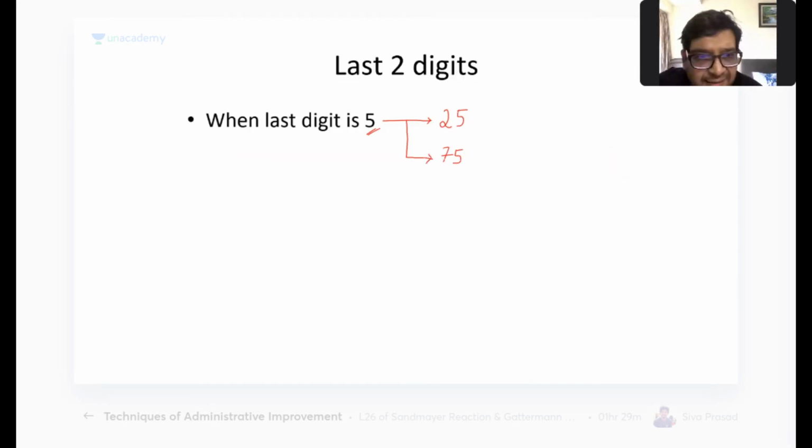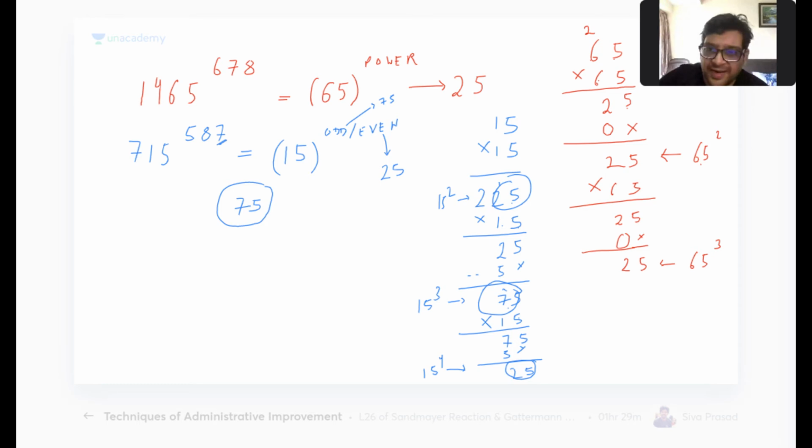So in case the number ends in 5, you need to find out the pattern, and the pattern will be either like the first case where it comes to be 25, 25, 25, or it will be like this case where it is 25 or 75. There is no third case which is possible.